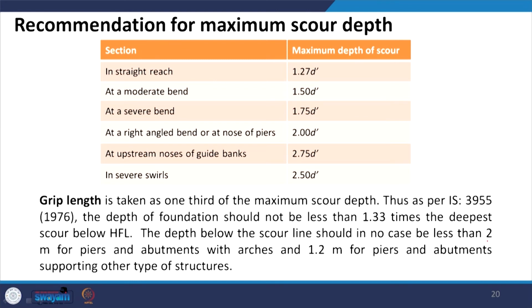Now, the depth below the scour is basically the grip length. Grip length is normally 1/3 of the depth of the well, but it is not necessary. The minimum guideline says that this grip length should be minimum 2 meter for piers and abutments with arches. Otherwise, it can be 1.2 meter for piers and abutments supporting other types of structure. So, depending on which category you fall in, you can select either 1.2 or 2 meter.